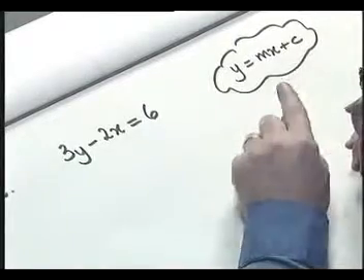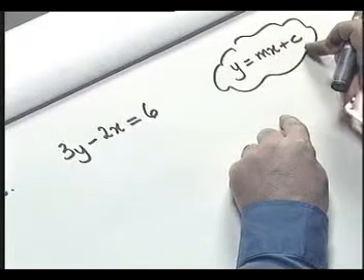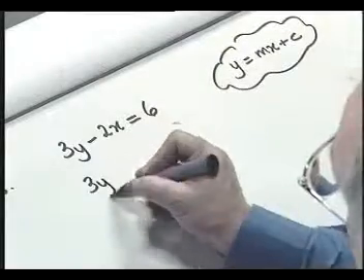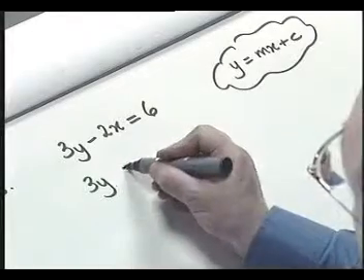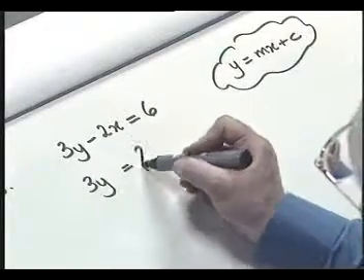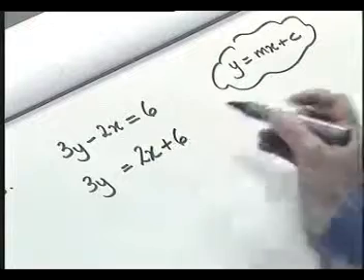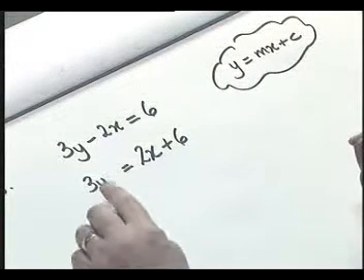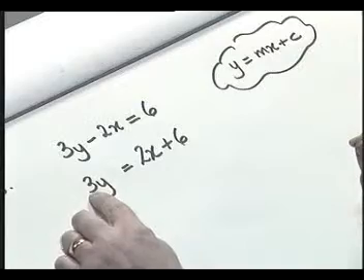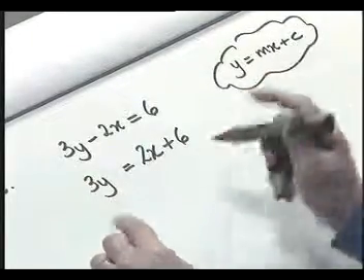But what we can do is some algebraic manipulation on this to try to write it in this form. And one of the advantages of doing that is that if we can get it into this form, we can read off what the gradient and the vertical intercept are. So let's work on this. I'll start by adding 2x to both sides to remove this minus 2x from here. So if we add 2x to both sides, we'll get 2x plus 6 on the right. And now if I divide both sides by 3, I'll get y on its own, which is what I'm looking for.